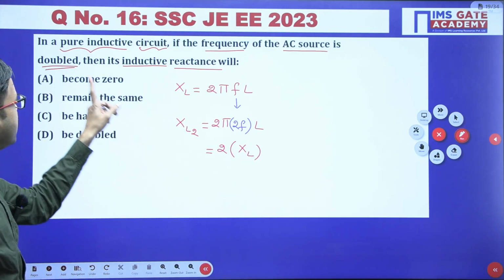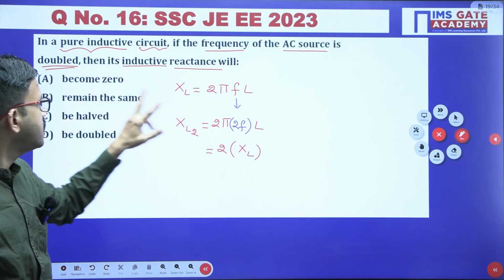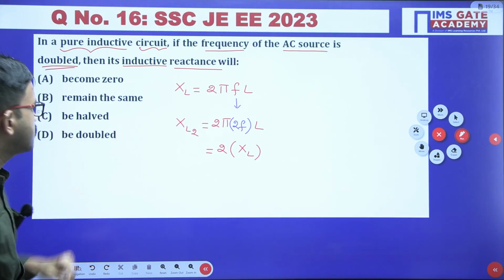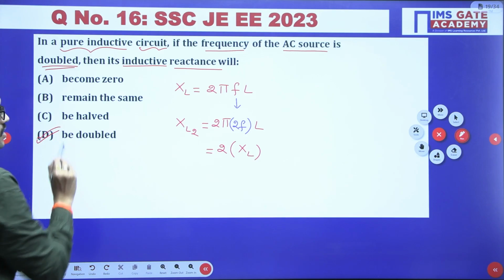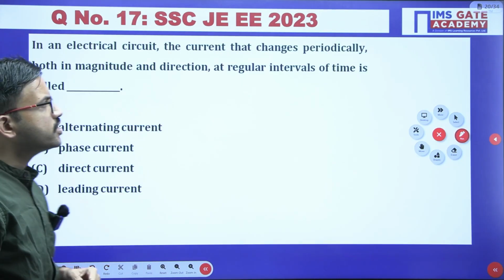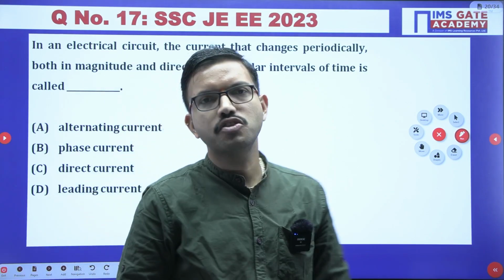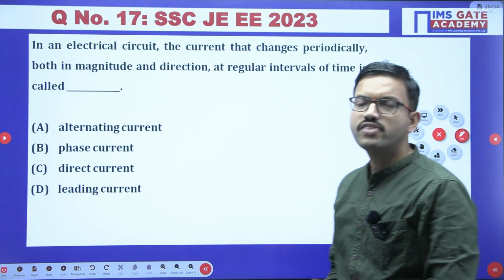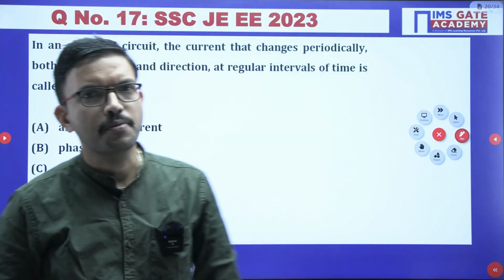So here the inductive reactance, whether it will become 0 or remain same or half or double. Answer is option D. It will become double. Okay. Next question. It is a very easy, theoretical question. Just observe, all of you read the question once and try to choose the correct option.